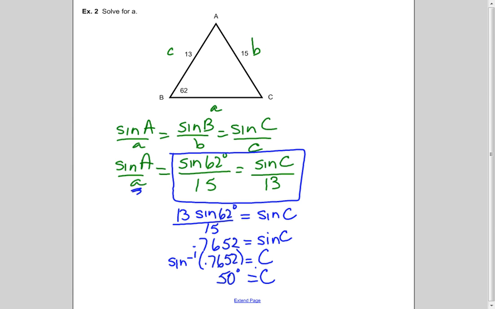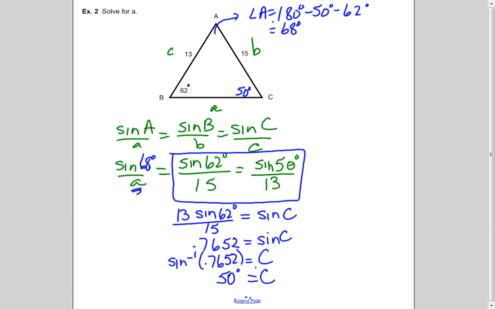So if I have 62 degrees and now 50 degrees, then really I know my angle A because all triangles add up to 180. So angle A is 180, subtract the 50, subtract the 62. And I would get 68 degrees. So now I have 68. I have a 50. More information in my sine law will allow me to solve for side A.